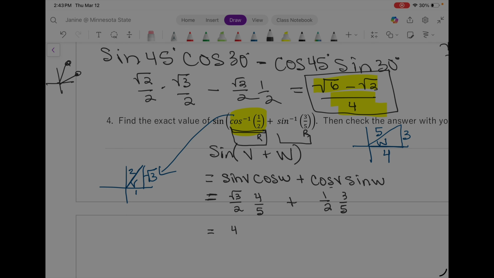We have 4 root 3 over 10 plus 3 over 10. You can leave it like this, or you can write it all over 10. Either way, same answer, okay? So you don't have to actually know those answers, or excuse me, those angles. You just have to be able to draw a picture of each angle and label the sides. So that's really key for those, okay?